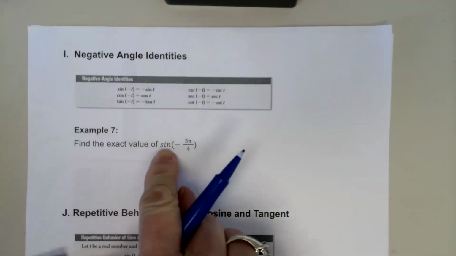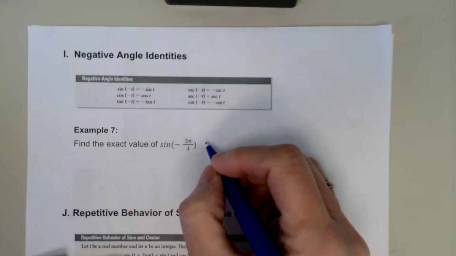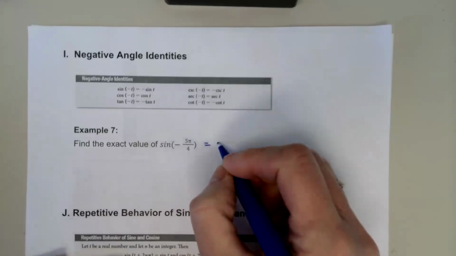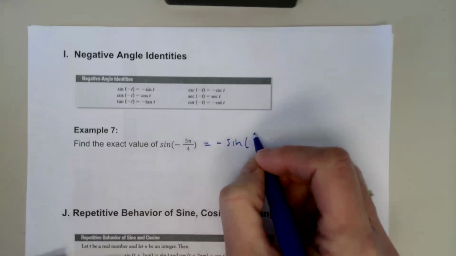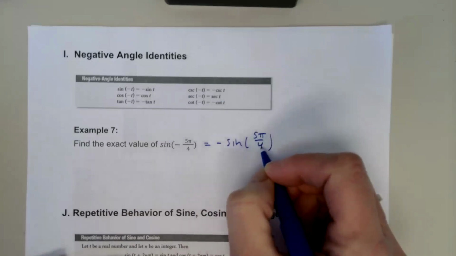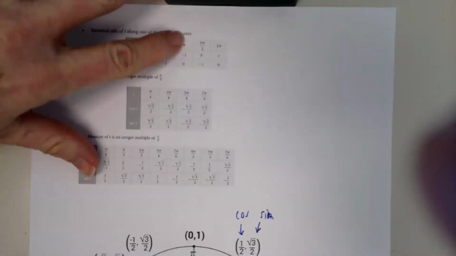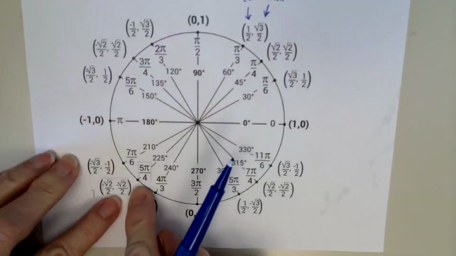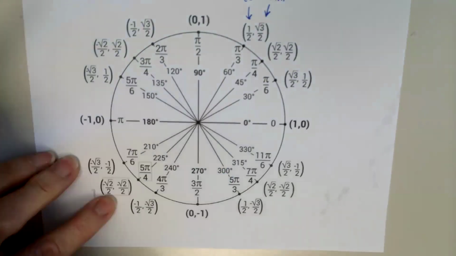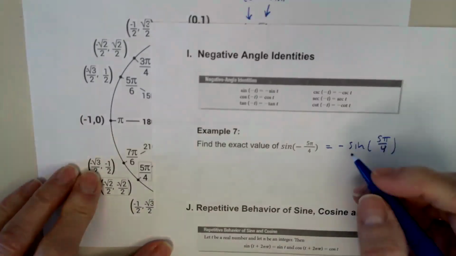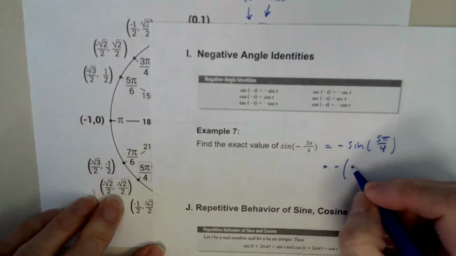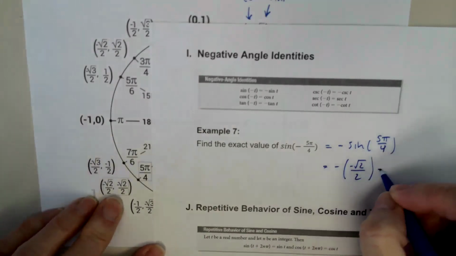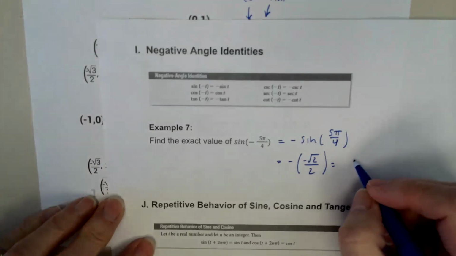So we want to find the exact value of sine of a negative 5π/4, which means it's just the negative of sine of 5π/4. And we can go to our unit circle at 5π/4, which is in the third quadrant right here. And I'm taking the opposite of sine. So it said to take the negative of that. So I'm taking the opposite of a negative square root of 2/2. So then my answer is a positive square root of 2/2.